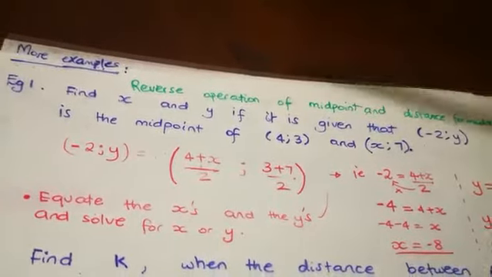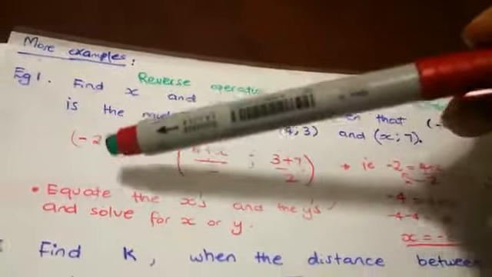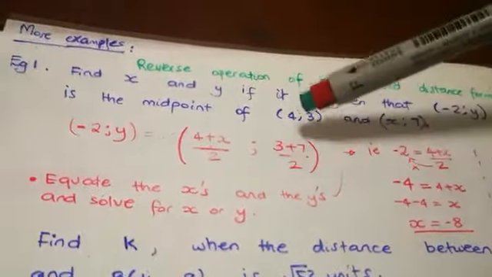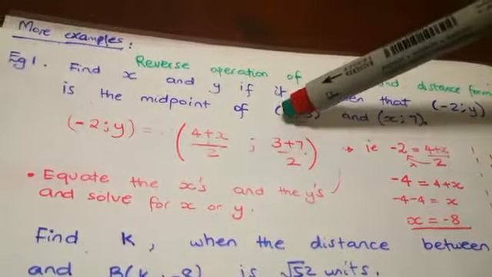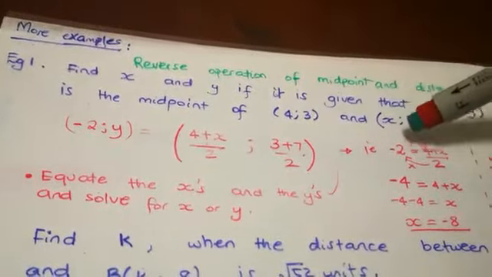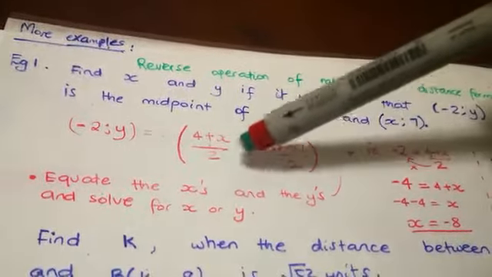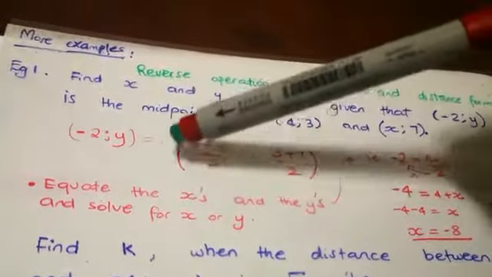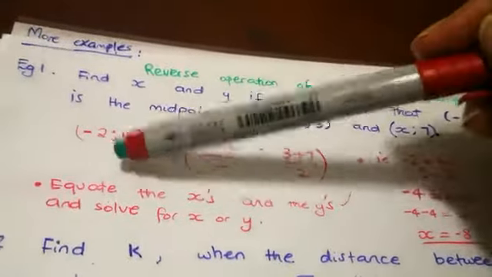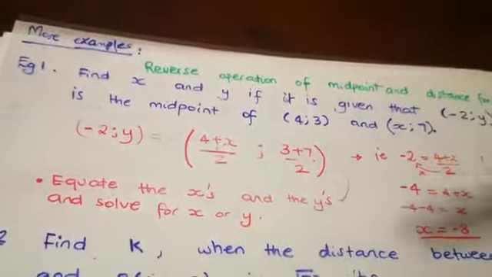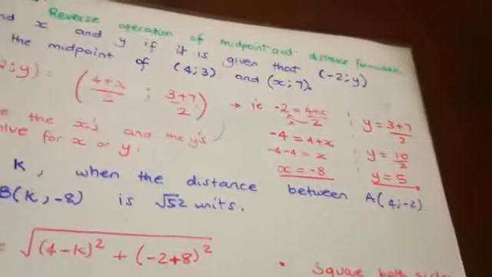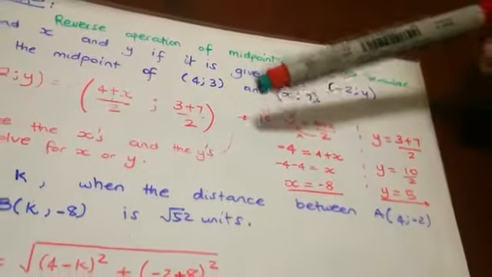So we write the midpoint, and then you write it as you would normally calculate it if it wasn't given. So the midpoint of these two would have been (4 plus x) divided by 2 and (3 plus 7) divided by 2. But now because this is given, this x is equal to that x, and this y is equal to that y. That is what I mean by equate the x's and the y's and solve for x or y. Depending on what is missing, you just solve for it.